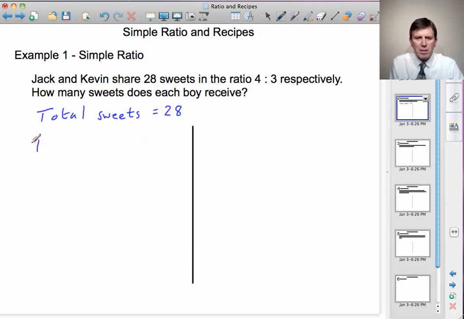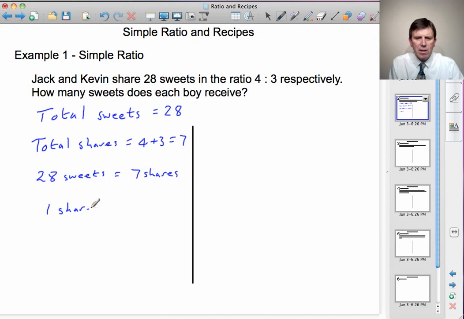The total shares is 4 shares for Jack plus 3 shares for Kevin, which is 7 shares altogether. So 28 sweets is equal to 7 shares. So we can find out what 1 share is. 1 share is 28 divided by 7. If 28 is 7 shares, to find 1 share we divide the 28 by 7.